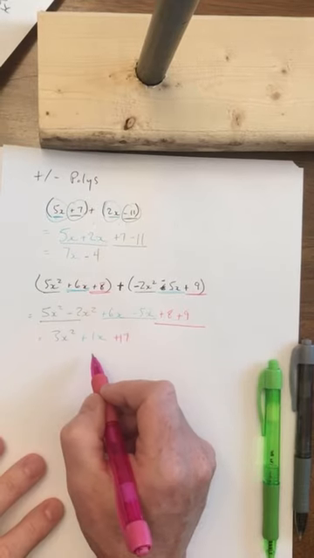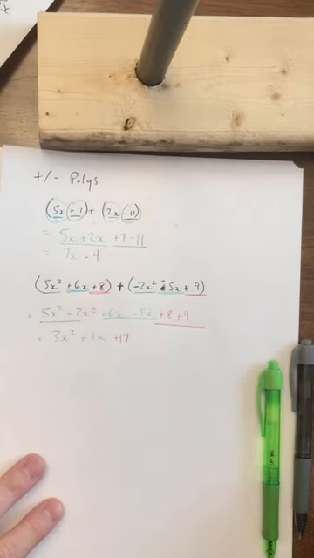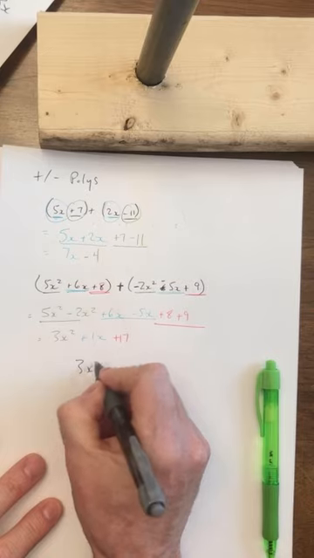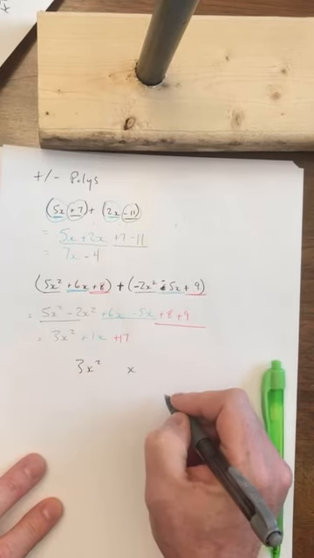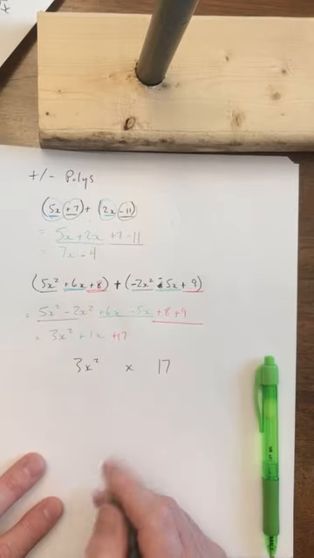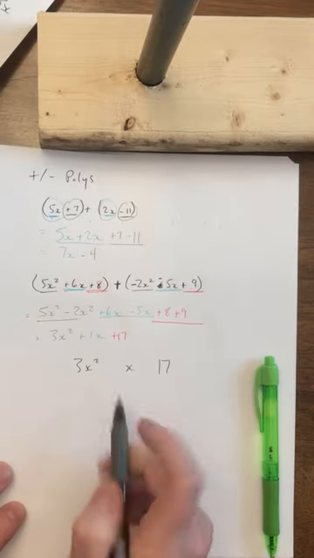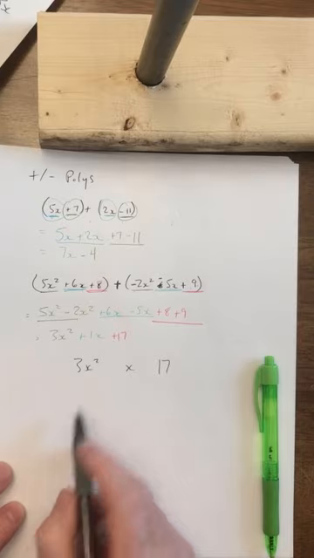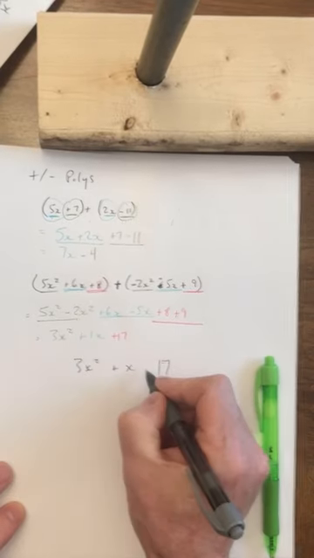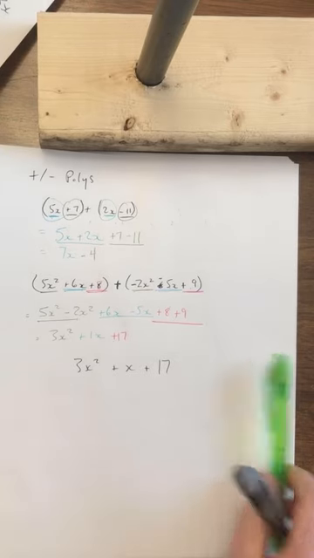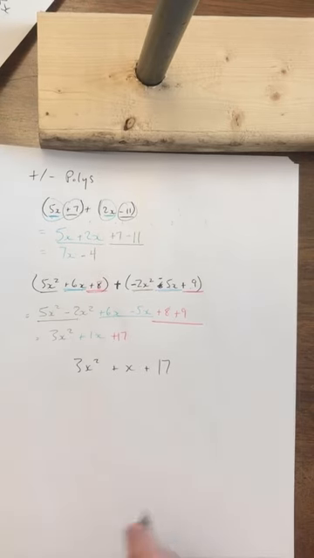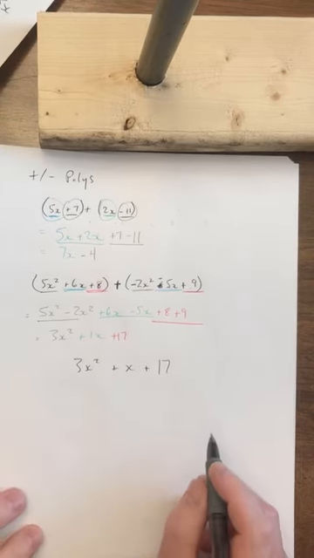Don't forget those, because sometimes I see students write this out. They have a 3x squared and an x and a 17, and they literally write out the solution like this, and this is wrong. It's this plus this plus this. So make sure you've included everything. So that is just a review of adding and subtracting polynomials.